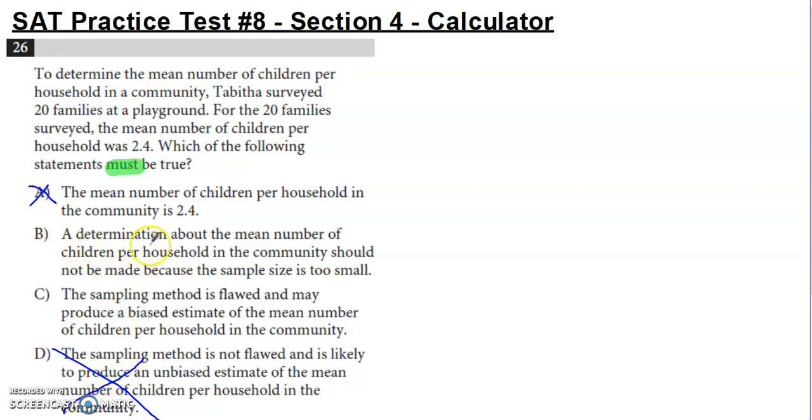Let's go back and talk about part B again. So it's which of the following statements must be true? A determination about the mean number of children per household in the community should not be made because the sample size is too small. Well, like I argued earlier, we don't know how many families are in the community. If it's 22, 25, if they've asked over half of the families in the community, this might be a decent sample size. We just don't know that, right? So that doesn't necessarily have to be true. The one that has to be true is that this is flawed because you're not likely going to be asking people without children in their household how many children they have at the playground, because those families are not likely to be at the playground.